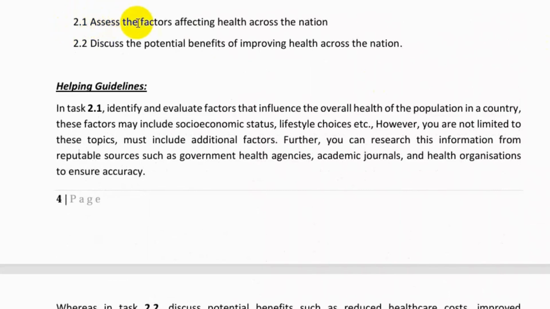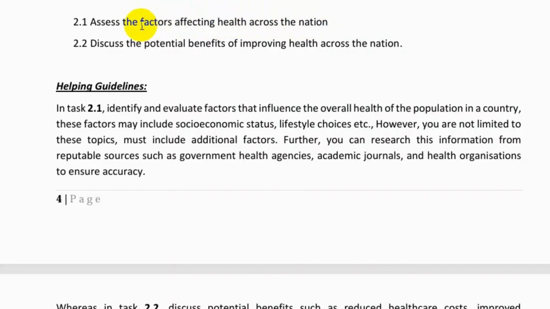Now moving towards learning outcome 2, in which for assessment criteria 2.1, you simply have to identify and evaluate the reasons that are impacting the health of the nation. You have to identify those reasons, those causes or factors that are influencing the population health.